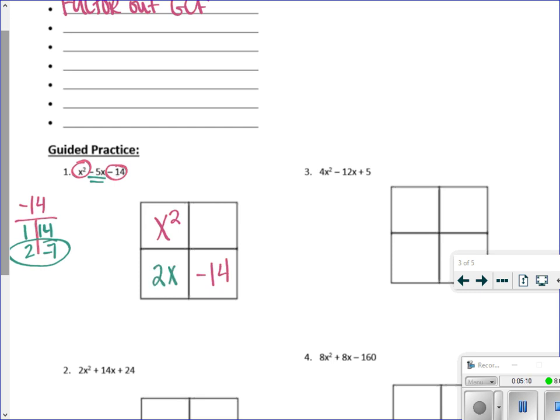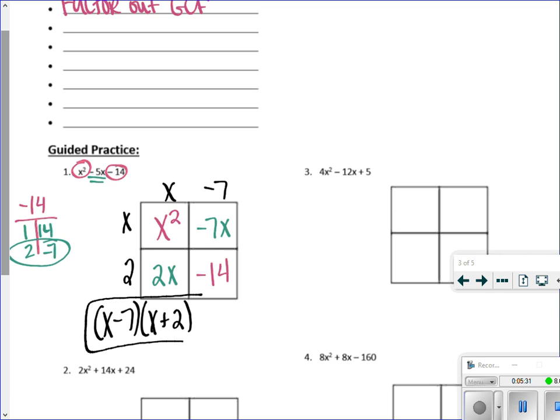Therefore, the two terms we're using are 2x and negative 7x. Which then means what would have to be on the top? X and x, and then minus 7 and 2. So x minus 7 and x plus 2. That's pretty easy.